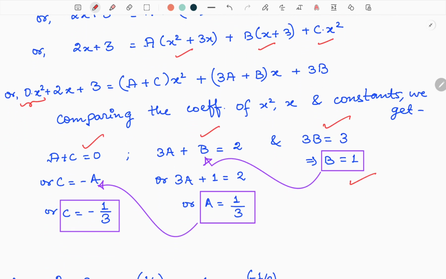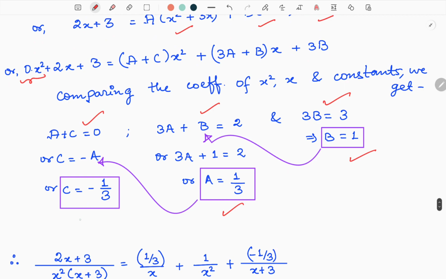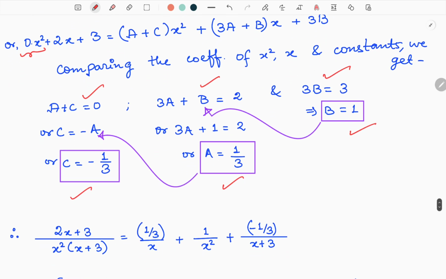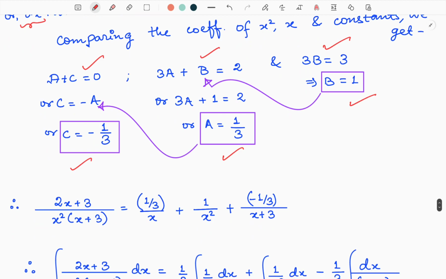Applying this value in the second equation, 3a plus b equal to 2, we will get a is equal to 1 by 3, and finally applying this in a plus c equal to 0, we will get c is equal to minus 1 by 3. So we have solved the partial fraction and calculated the values of a, b, c.